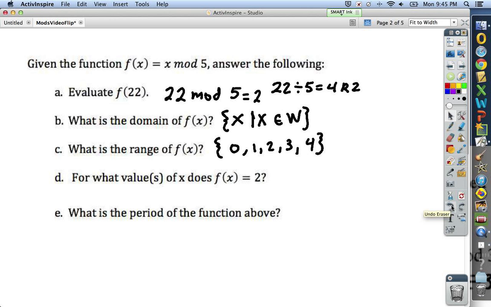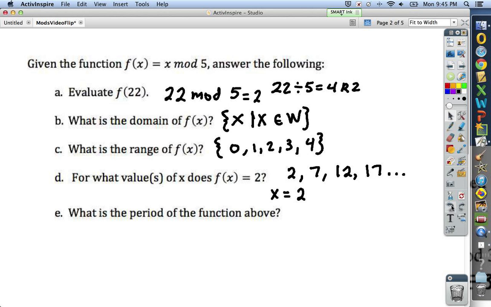For what values of x does f of x equal 2? Well, I think we already mentioned a few of those values. Remember, f of x means the y values or the output. So when do we get output values of 2? Well, there's more than one answer, and they start with 2, 7, 12, 17, etc.